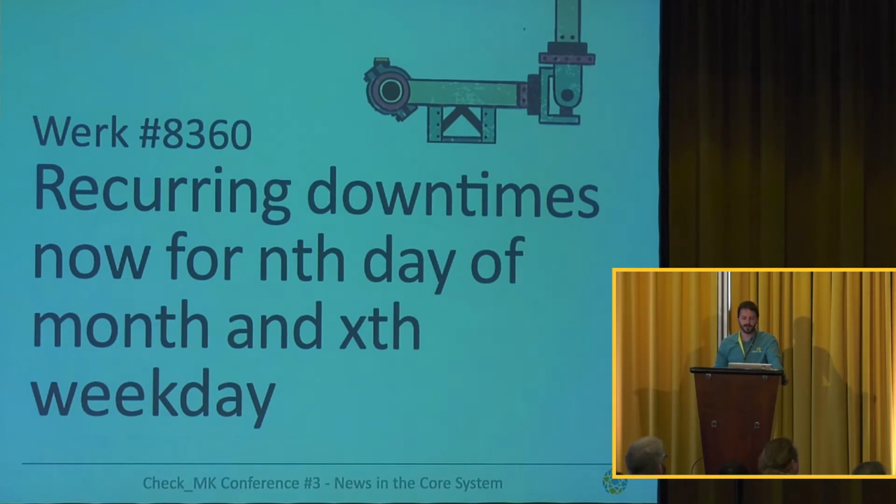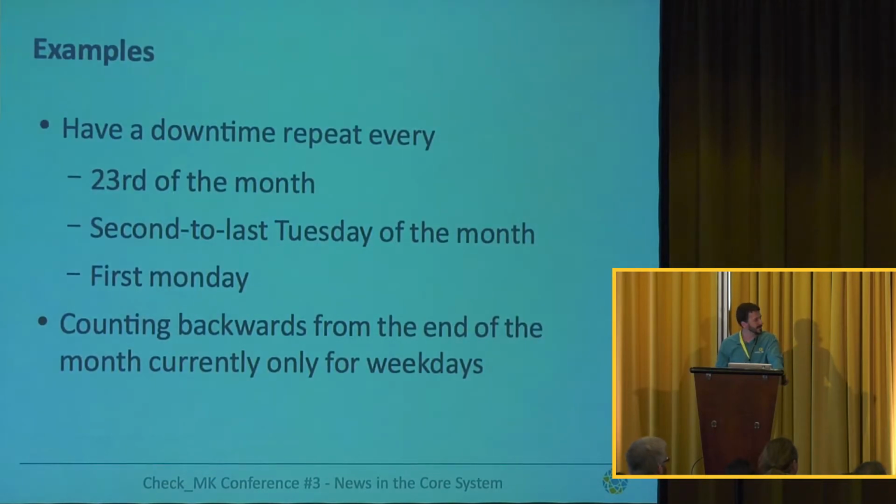So recurrent downtimes is now also available for the nth day of the month and the xth day of the weekday. Well, what does that stand for? Sometimes I want to have something like on the 23rd of the month I want to have a downtime, or the second to last Tuesday of the month should be my downtime, or maybe the first Monday or whatever. So there will be examples, and you can see that I can also count backwards for the weekdays. So for example, the final Friday I want to have a downtime at 6 p.m. and this is something that's easy to display now.